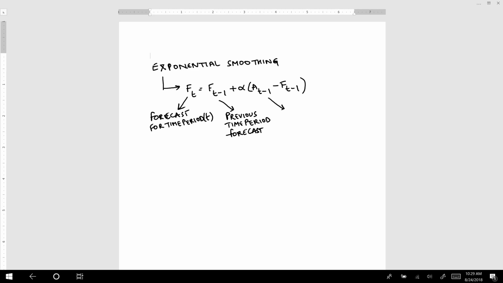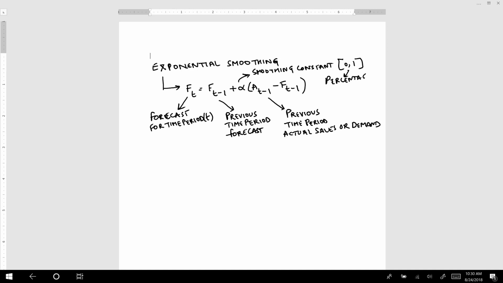A of t minus 1 is the previous time period actual sales or demand. And then alpha is a smoothing constant, it's a percentage. So it will lie between 0 and 1. It's also a percentage when it lies between 0 and 1; you can express it as a percentage also.